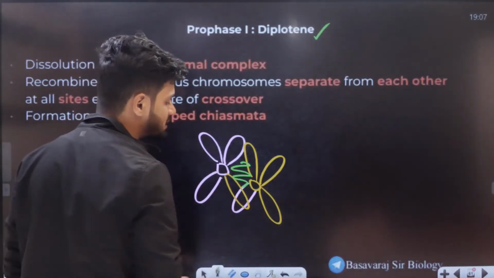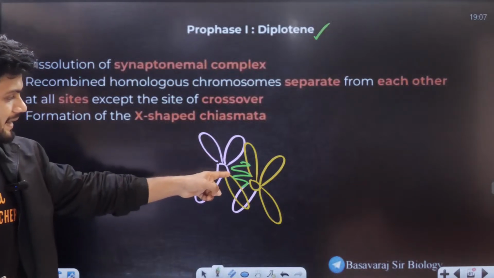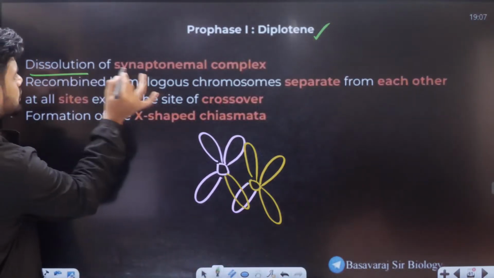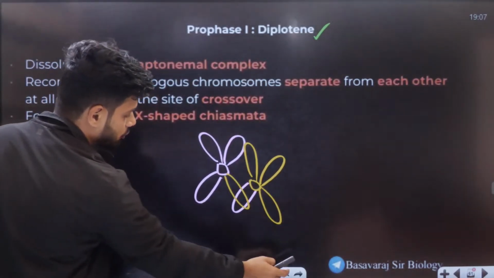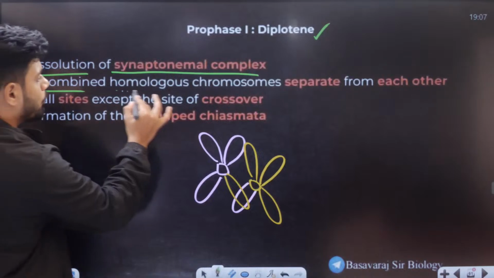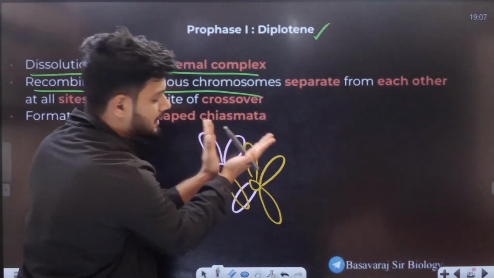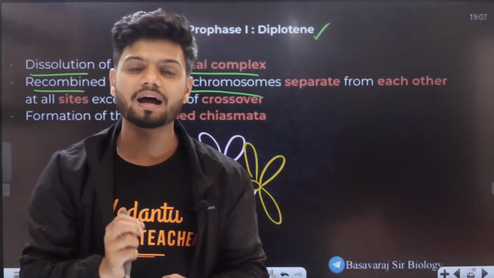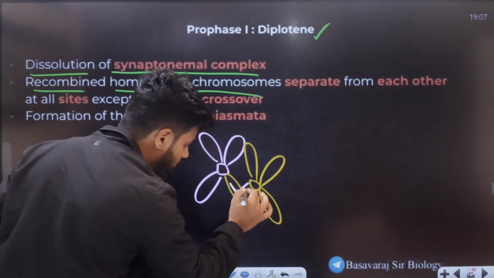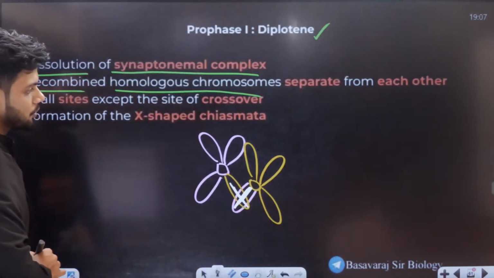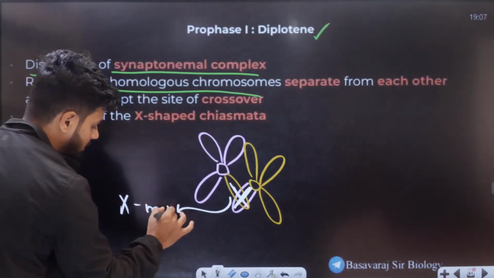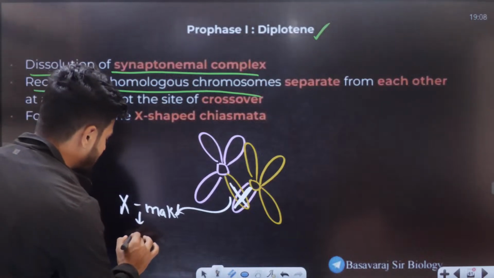Now students, can you see this synaptonemal complex in the middle? This entire synaptonemal complex will do what? Disappear. So the first step is the dissolution of the synaptonemal complex. Now, recombined homologous chromosomes separate. They will completely separate out, except at the point of crossing over. Can you see here? This is called the point of crossing over. Except at this point, they will not separate out. Now this point of crossing over will produce an X mark. This X mark is called chiasmata.